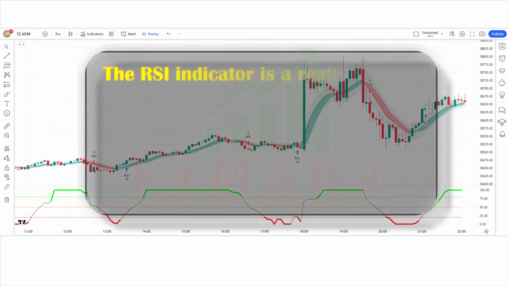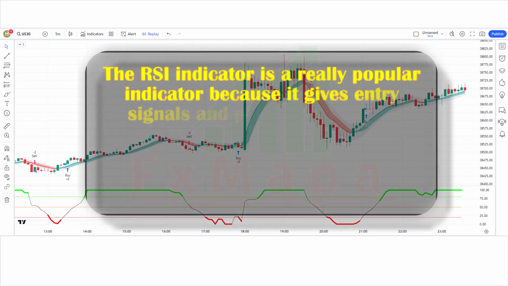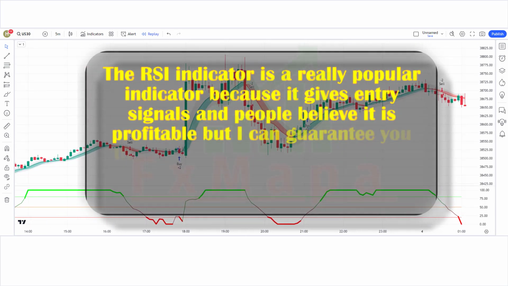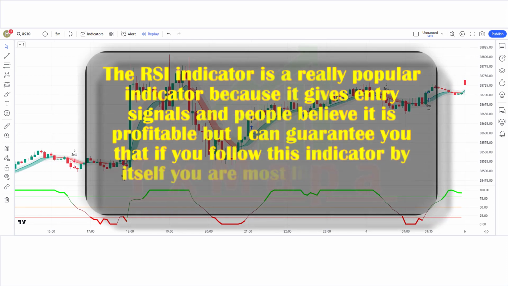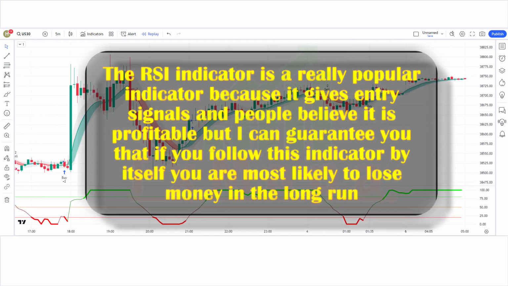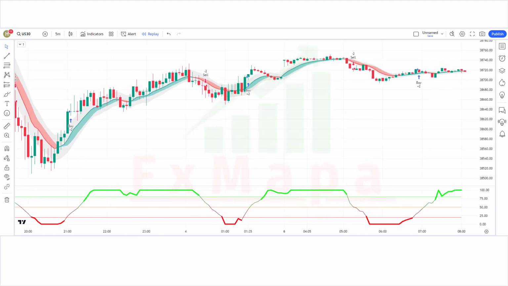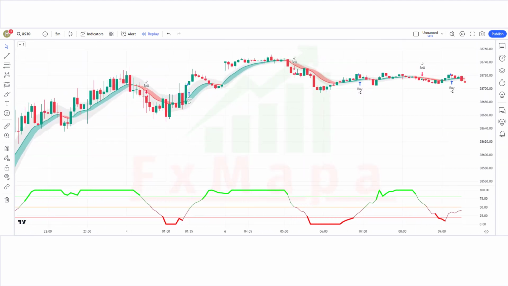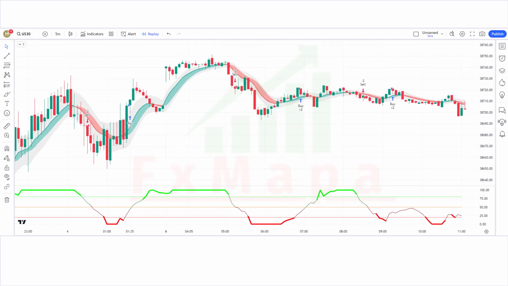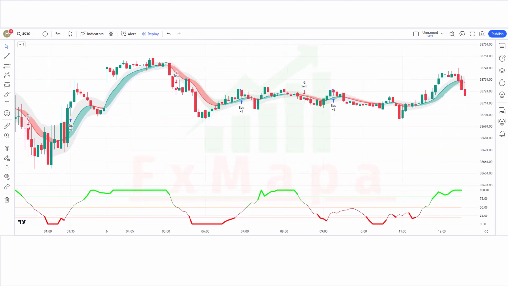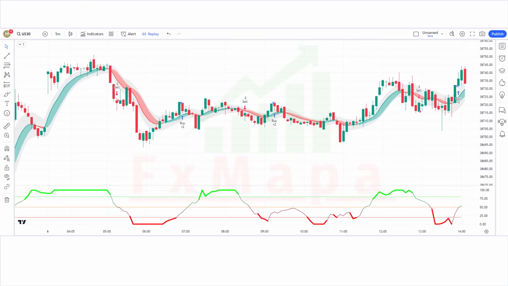The RSI indicator is a really popular indicator because it gives entry signals and people believe it is profitable, but I can guarantee you that if you follow this indicator by itself you are most likely to lose money in the long run. Don't worry if I sound too pessimistic. In today's video I will show you one of the best super trend strategies that you can use with the Ultra RSI indicator and still be profitable.